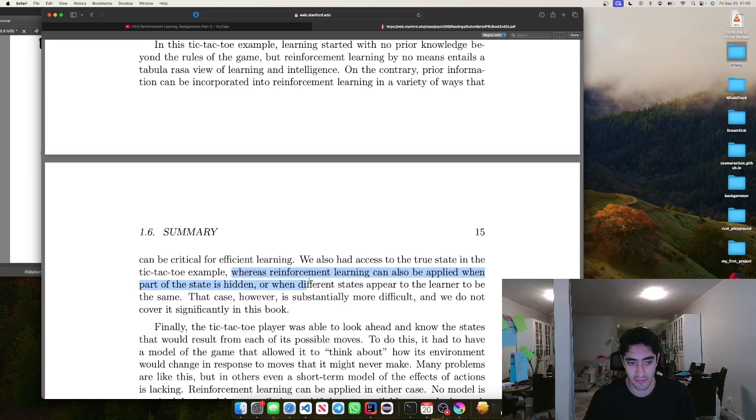Whereas it can be applied when part of the state is hidden, or when different states appear to the learner to be the same. So I'm thinking that's more game theory stuff. That's how I feel about it.